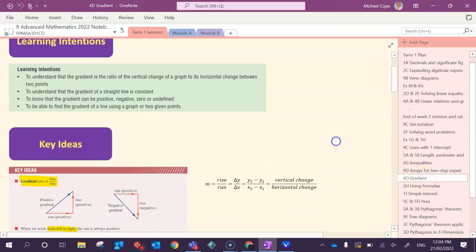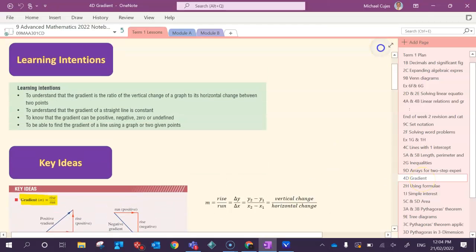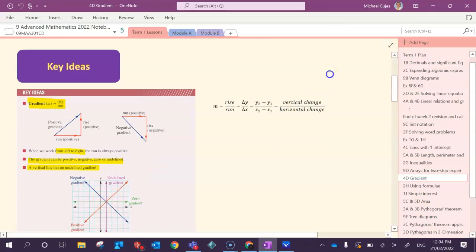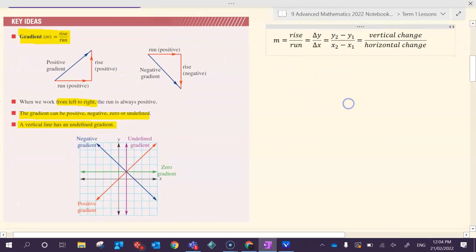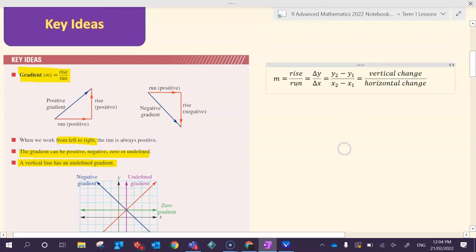I'm going to jump to 4D, which would be the next exercise. Wow, they're talking about gradient. Well, we've already mentioned gradient because I knew you remembered it from last year, and we wanted to talk about y equals mx plus c early. All the different ways we describe gradient, on the upper right there: rise over run. Remember the Greek letter delta, the triangle? Greek letter delta, change in y divided by change in x.